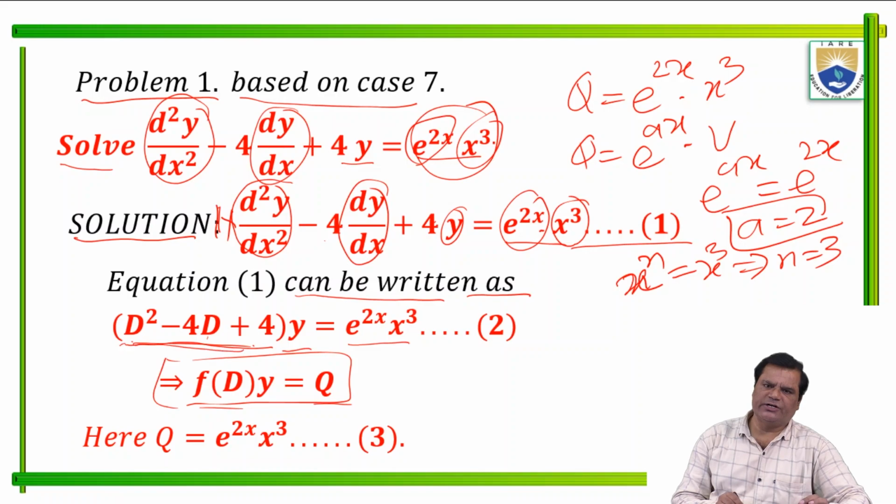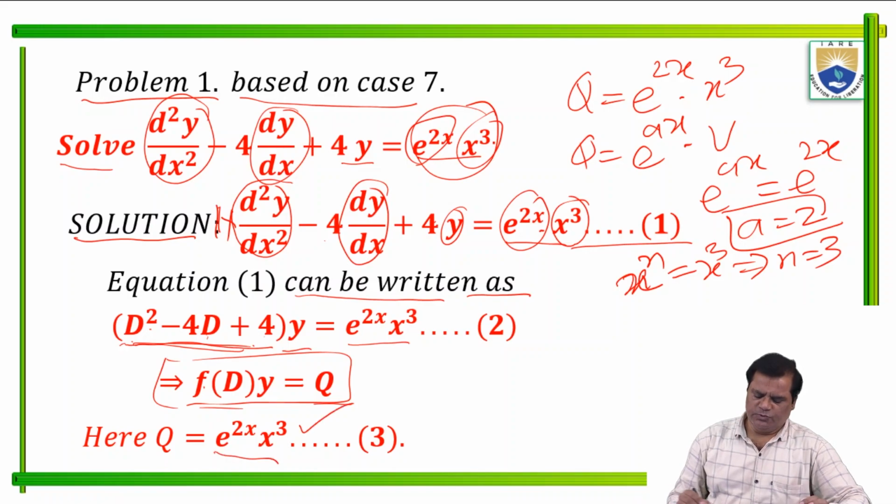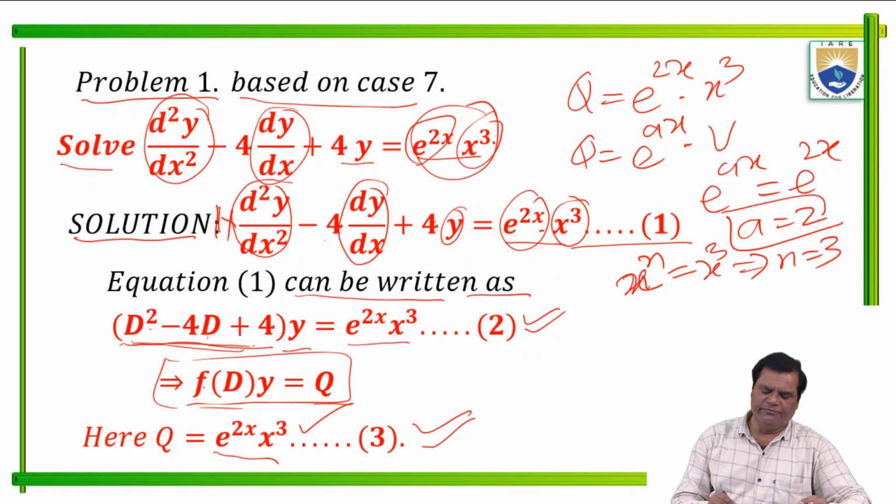F(D) is some function of D, here D² − 4D + 4. So F(D)y = Q, where Q is e^(2x) into x³. This is equation 3, and this is equation 2, which is given in the F(D) form.